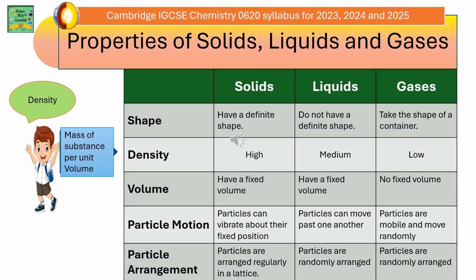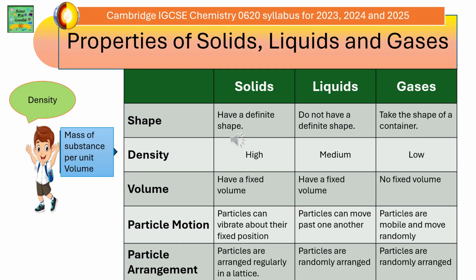Volume. Solids have a fixed volume. Liquids also have a fixed volume, but gases do not have a fixed volume. Solids have particles that can vibrate about their fixed position. It means it does not move anywhere. In liquids, the particles can move past one another, and in gases, the particles are mobile and can move randomly.